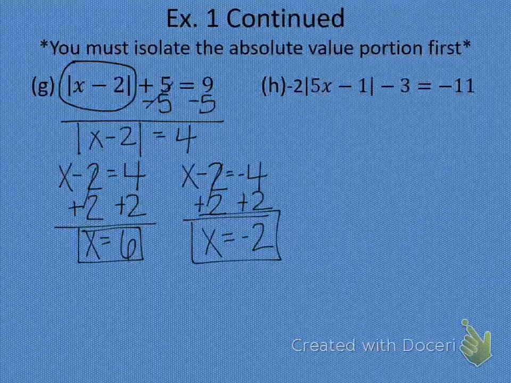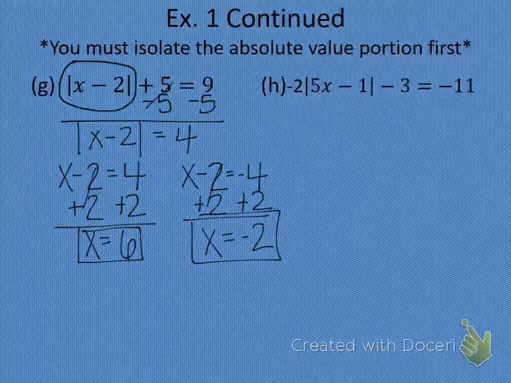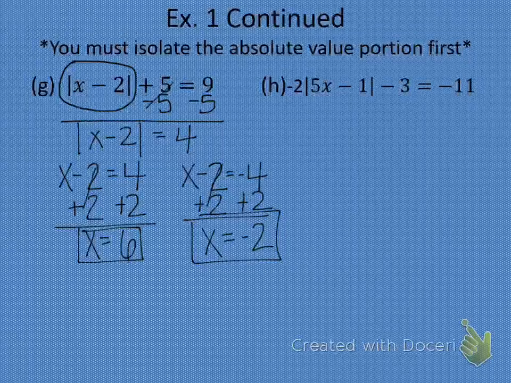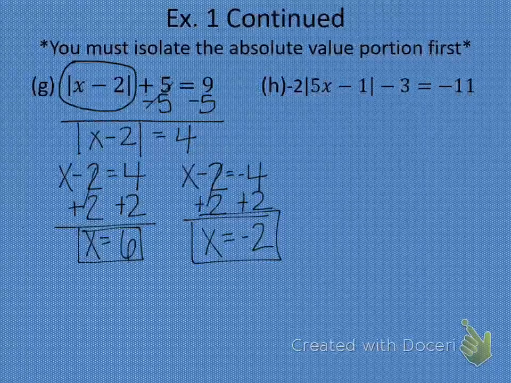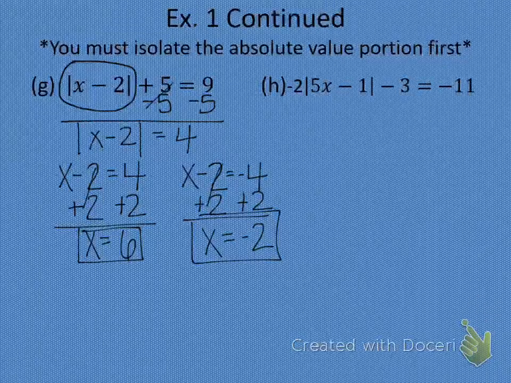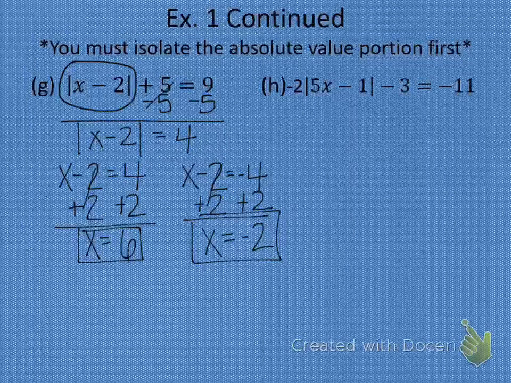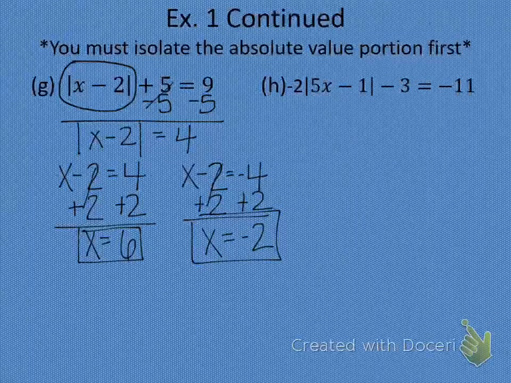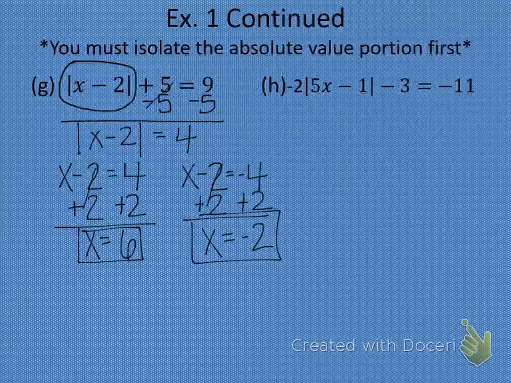Now, again, we've got to check. So let's try to do this quickly. Plug 6 in. What's 6 minus 2? 4. What's the absolute value of 4? What's 4 plus 5? 9 equals 9. All right? -2 minus 2. Negative 4. What's the absolute value of negative 4? 4. The absolute value of 4 is 4 plus 5 equals 9. Awesome. Both of them worked.